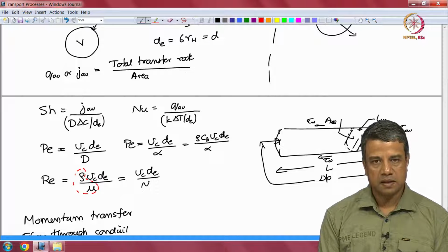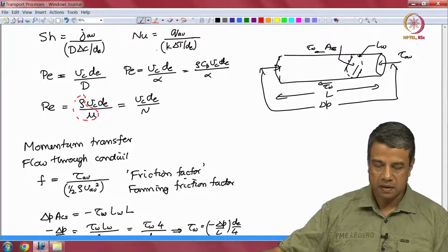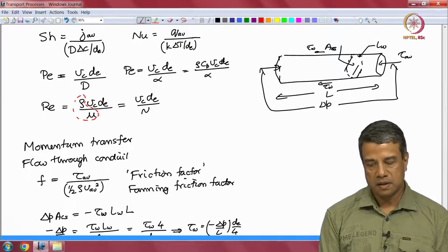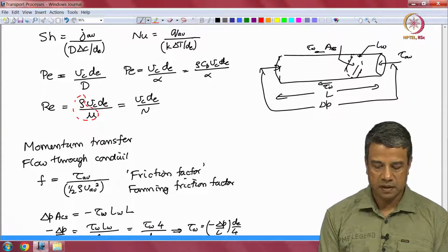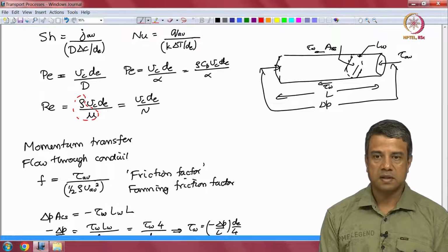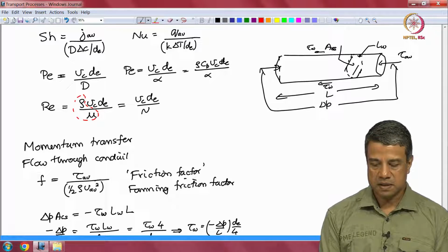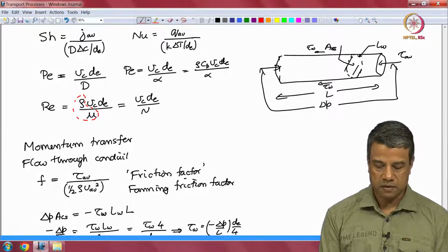Peclet number is the ratio of convection and diffusion, velocity times length divided by the diffusion coefficient. Mass diffusion coefficient for Peclet number for mass transfer, thermal diffusion coefficient for Peclet number for heat transfer, and the Reynolds number is the ratio of convection and diffusion, velocity times the characteristic length divided by the momentum diffusion coefficient.